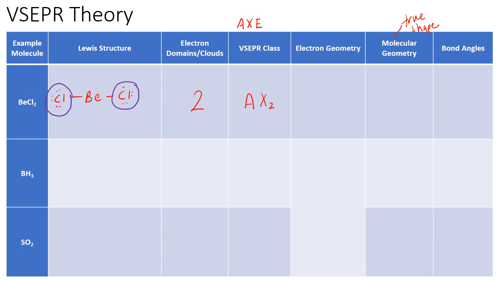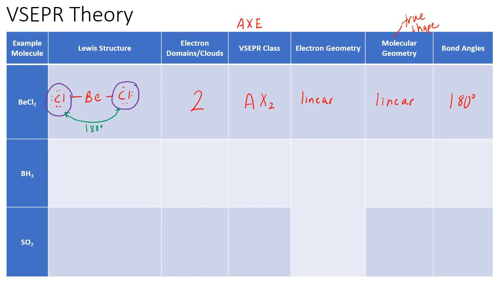Our electron geometry for AX2 is linear. And in this family, the only one there is the first one, where there's no lone pairs on that central atom, the true shape is also linear. Our bond angles we saw between our 2 chlorines and our beryllium are going to all be 180 degrees apart. So for a linear shape, the bond angles will always be 180 degrees.